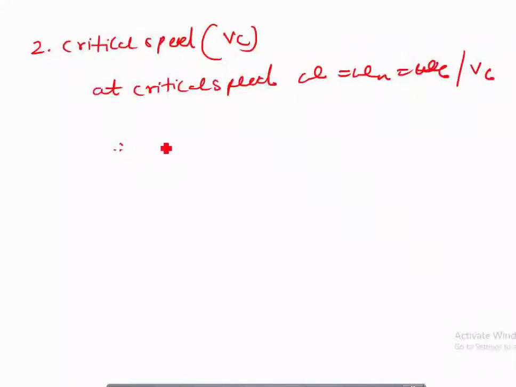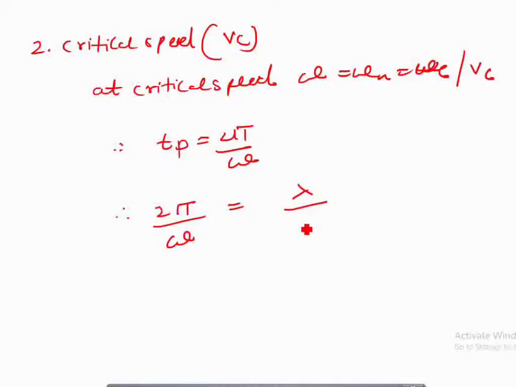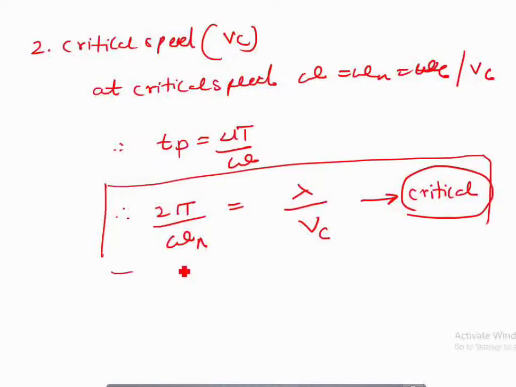Now we know that Tp is equal to 2 pi upon omega. And 2 pi upon omega is equal to lambda, the wavelength, upon v. Now this is the initial condition. When this becomes the critical speed condition, v is Vc and omega will be equal to omega n. So when omega is equal to omega n, the corresponding speed v becomes Vc, that is the critical speed. From this formula itself, you can calculate the critical speed of the shaft.